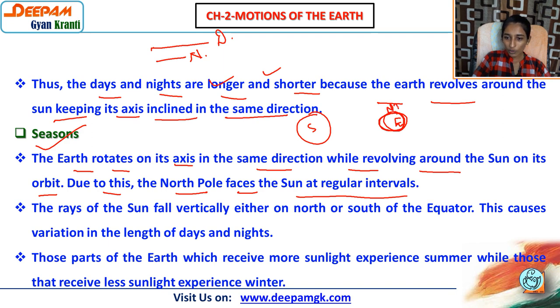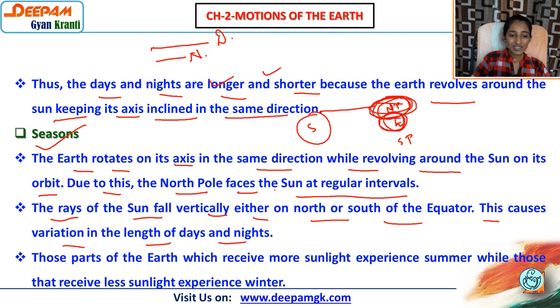So this is north pole and this is south pole. So this north pole is getting the sunlight at regular intervals. मतलब थोड़े थोड़े टाइम के बाद ये जो नॉर्थ पोल है वहाँ पे सनलाइट ज़्यादा आती जाती रहेगी. The rays of the sun fall vertically either on the north or south of the equator. This causes variation in the length of days and night.